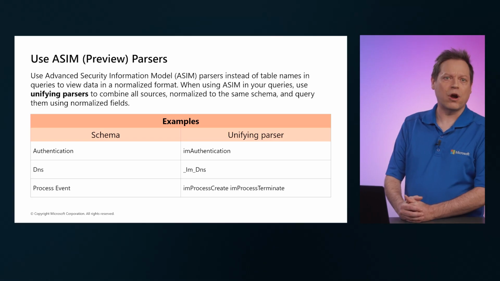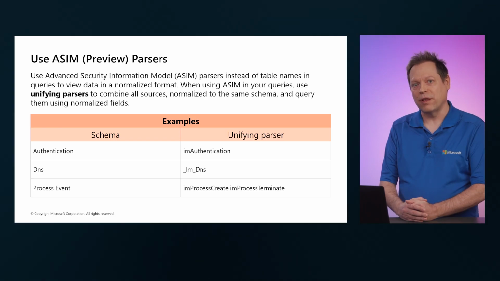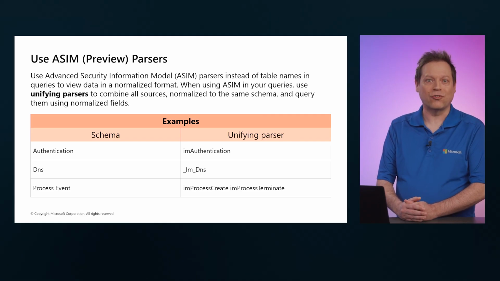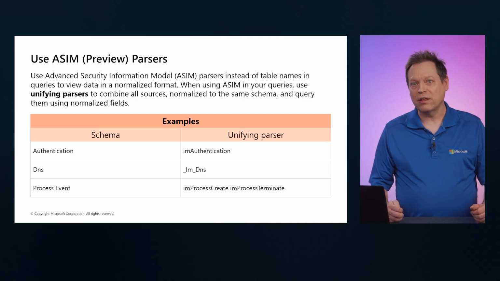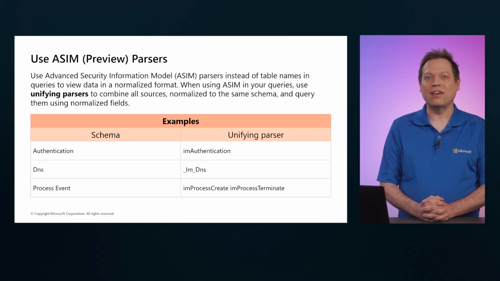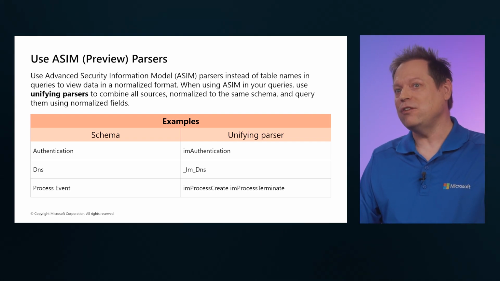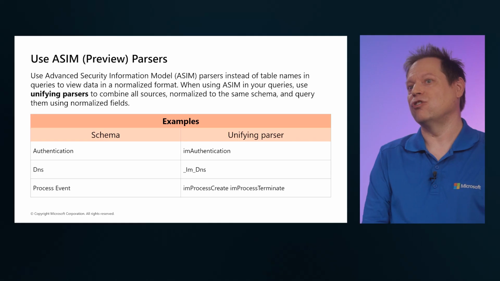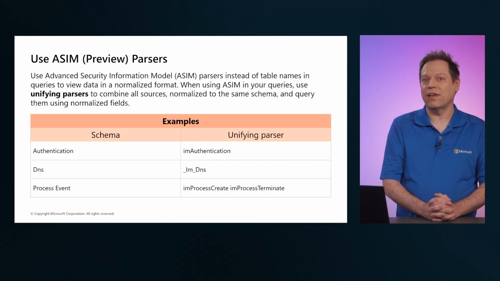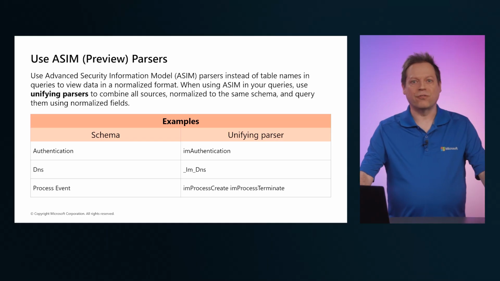With ASIM, instead of querying individual tables directly, you use ASIM parsers to work with normalized fields. The most important idea is the use of unifying parsers. These combine data from all relevant sources, normalize it to the same schema, and let you query using consistent field names. For example, for the authentication schema, you might use the _Im_Authentication unifying parser. For DNS, you might use _Im_Dns, and for process events, you might use parsers such as _Im_ProcessCreate and _Im_ProcessTerminate.